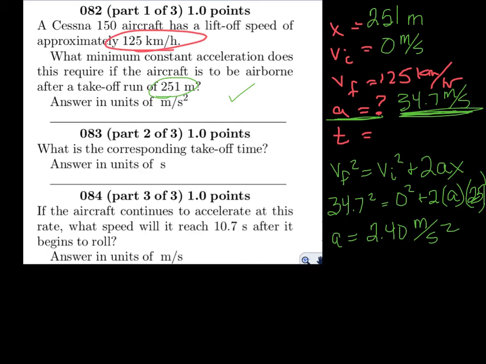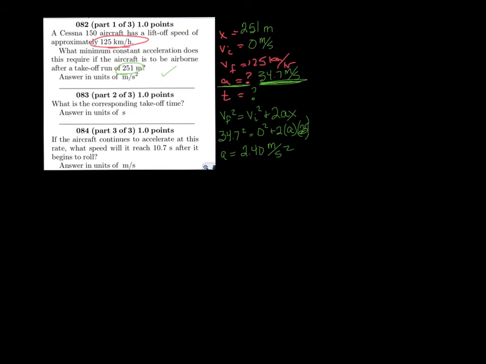Part 2 says, what's the corresponding takeoff time? So we have the same givens everywhere. We want to know what the time is. So here's kind of a cool thing: at this point, there's two different ways we could solve our problem. Because we have two different equations that have time in it, we could go v final equals v initial plus acceleration times time, or we could use x equals 1/2 at squared plus v initial t.